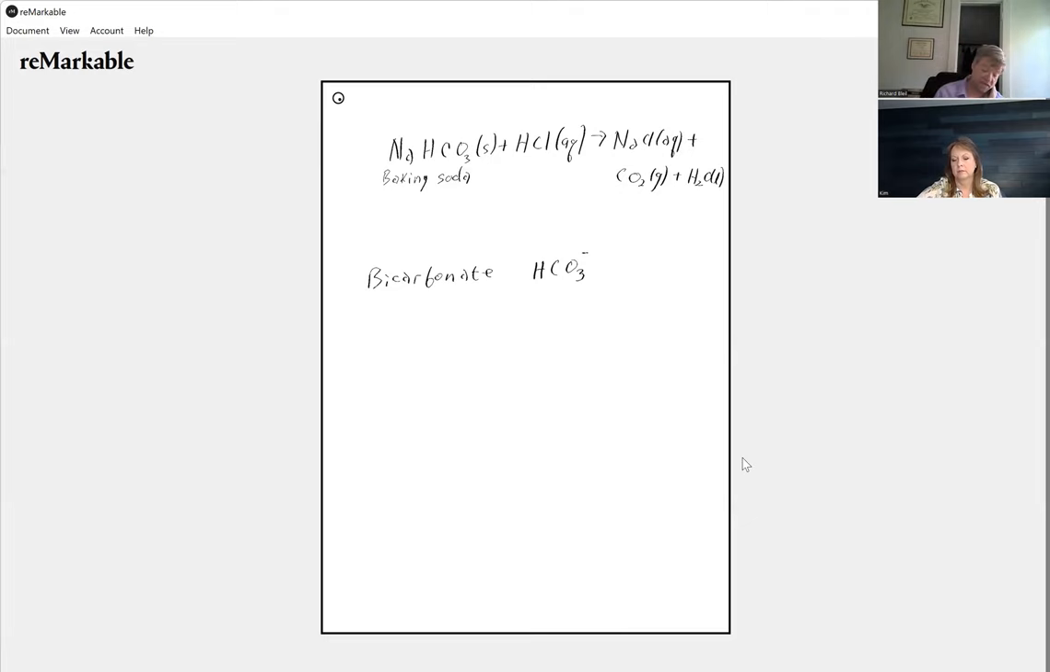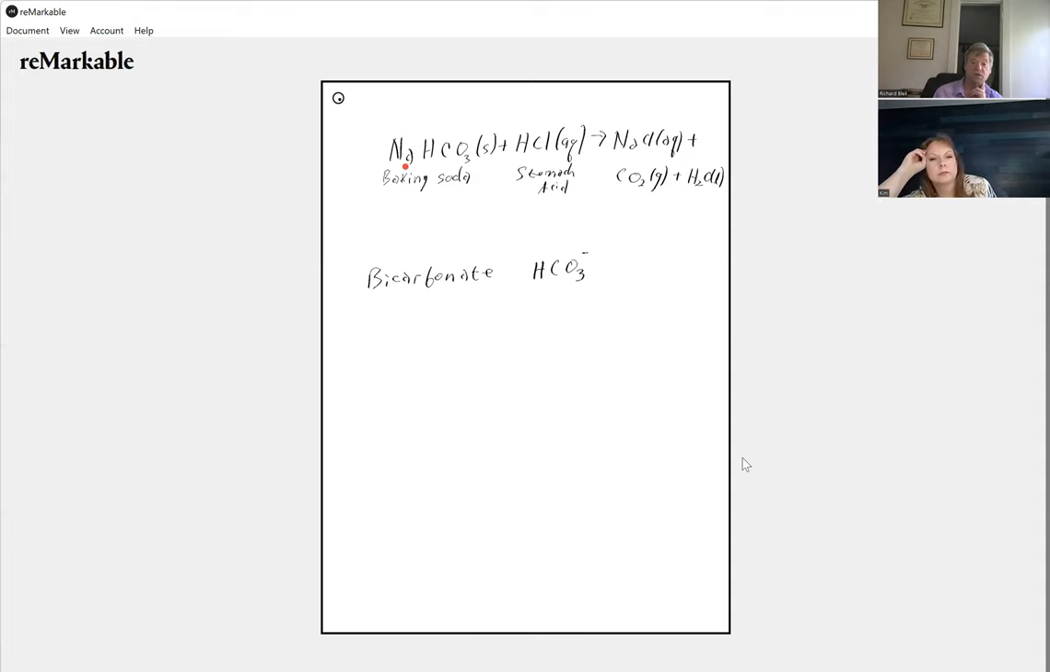It reacts with stomach acid, or hydrochloric acid, to form sodium chloride, carbon dioxide, which is why you belch, and water. So it neutralizes, it takes away that HCl. Is this a balanced equation? Well, let me see here.